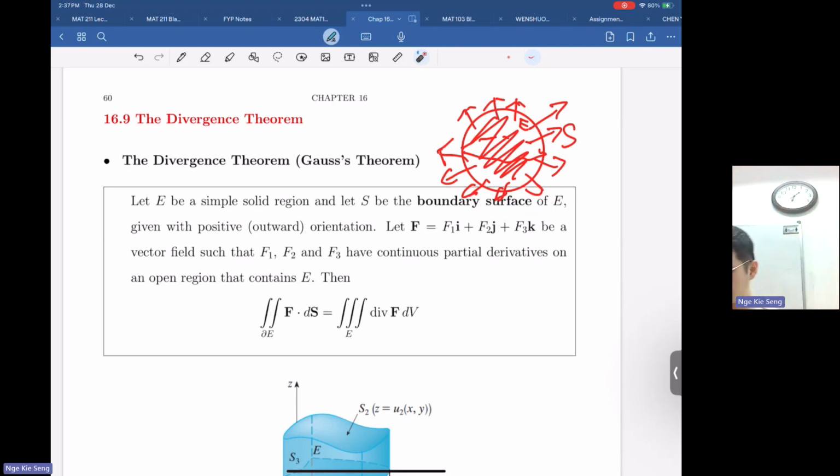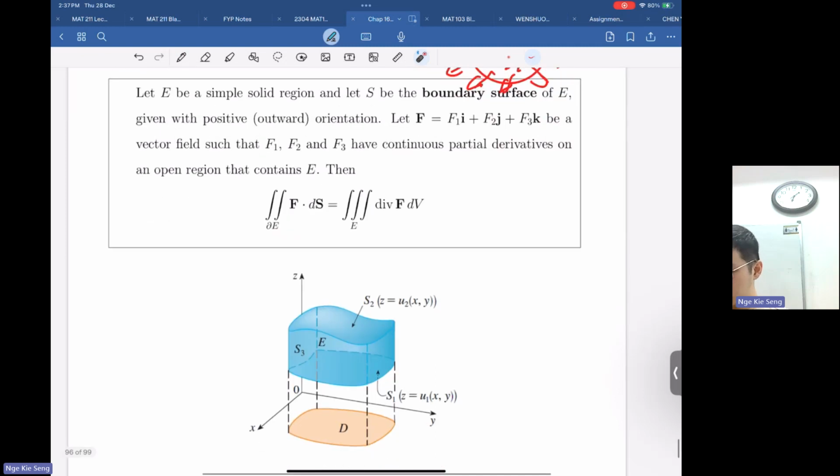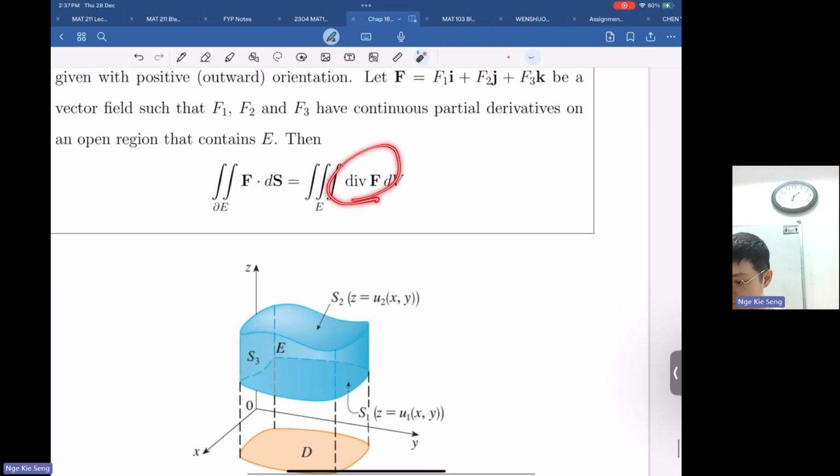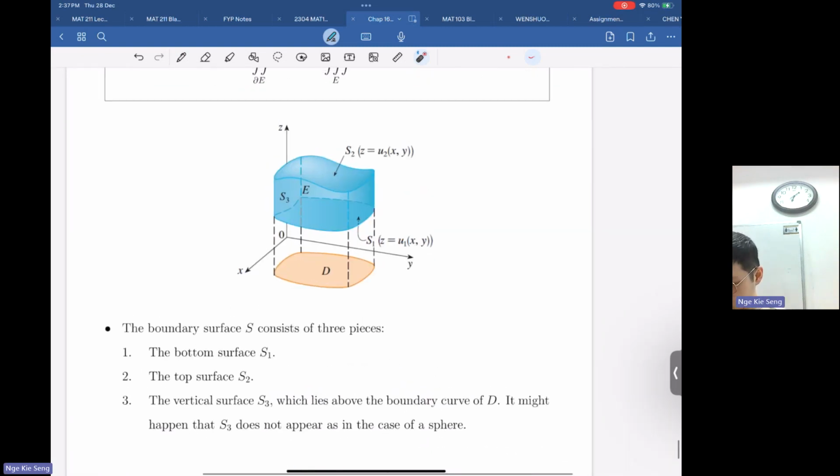So if F is a vector field with continuous partial derivatives, because we have div F involved here, what's the equality? The flux across the closed surface is equal to the triple integral of the divergence over the solid. Let's look at this picture.